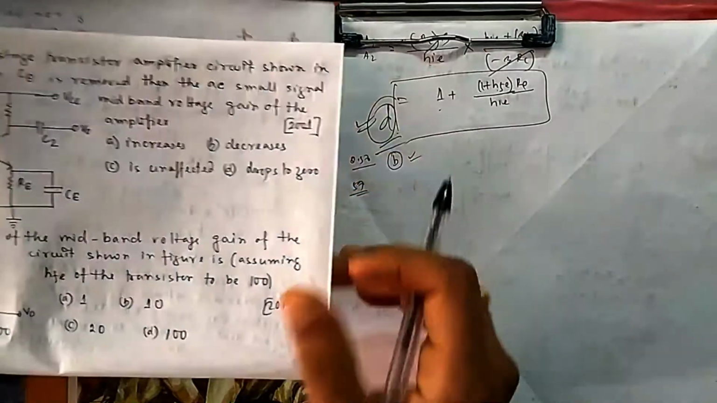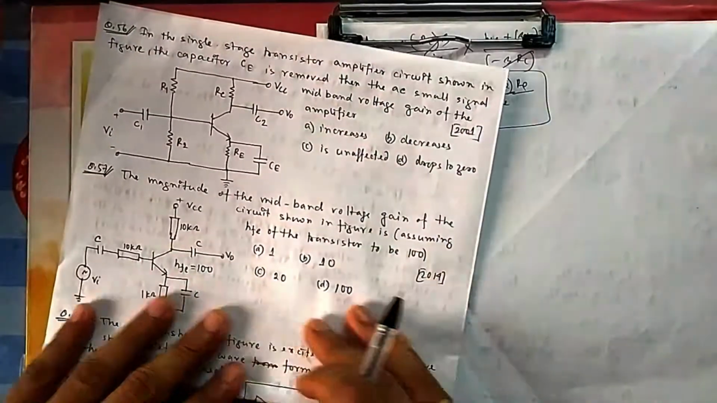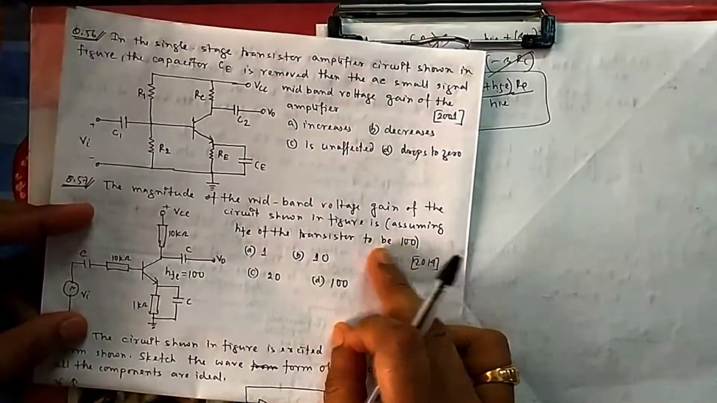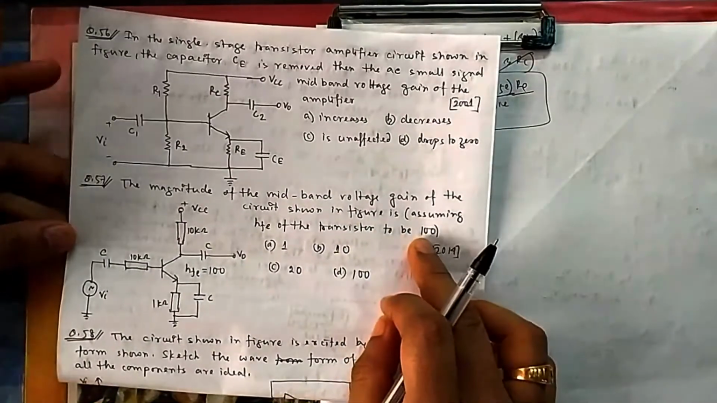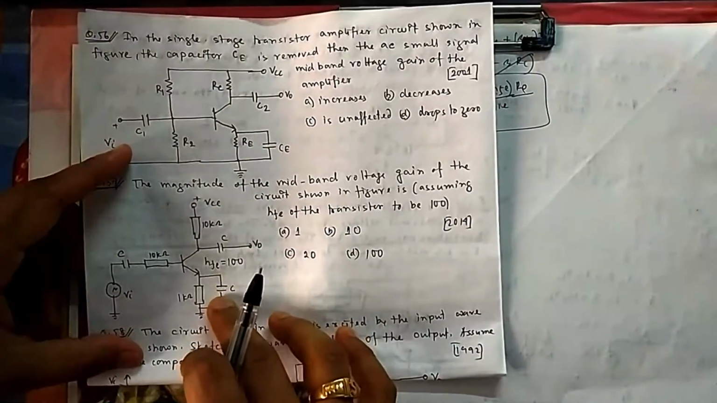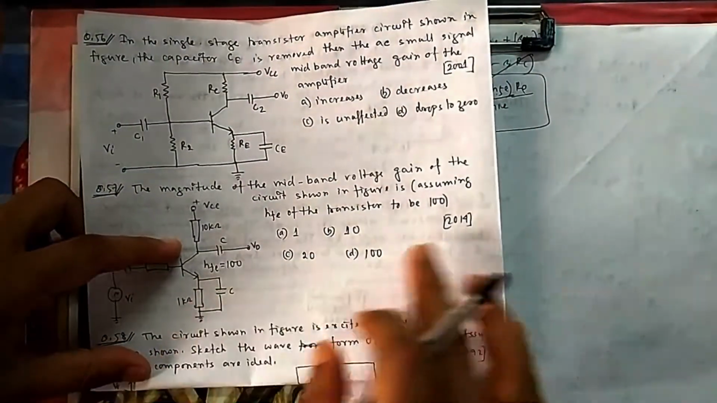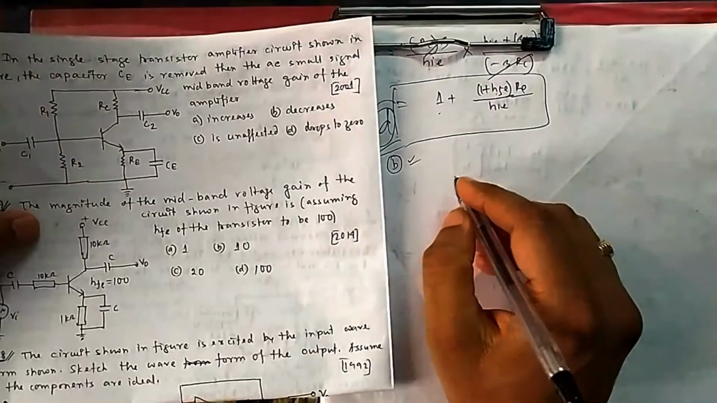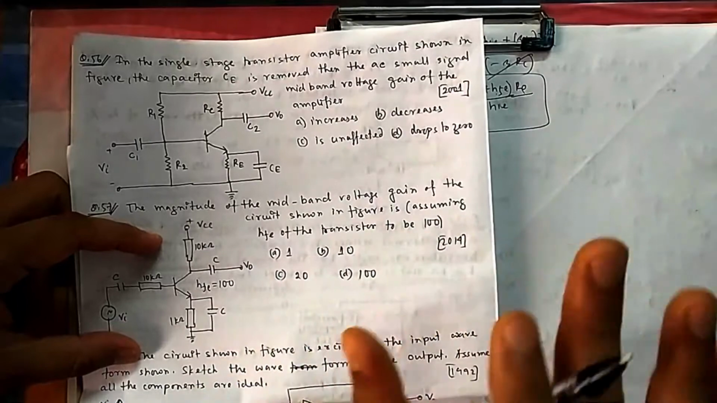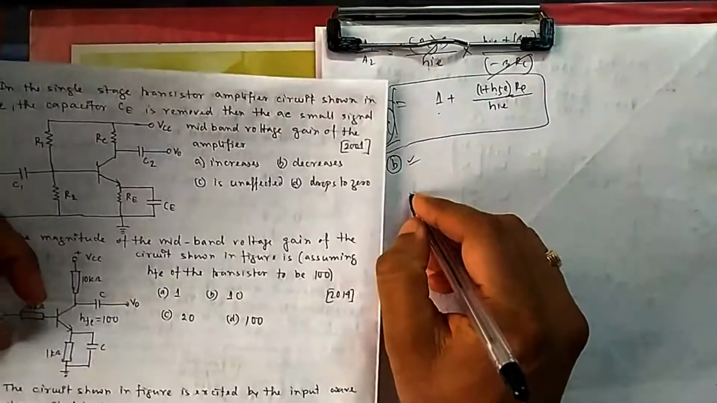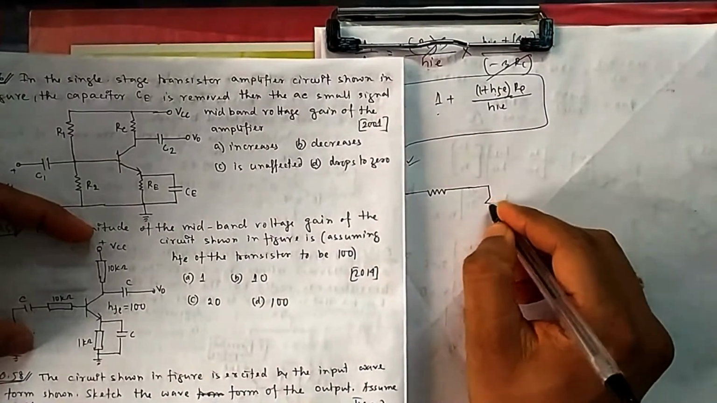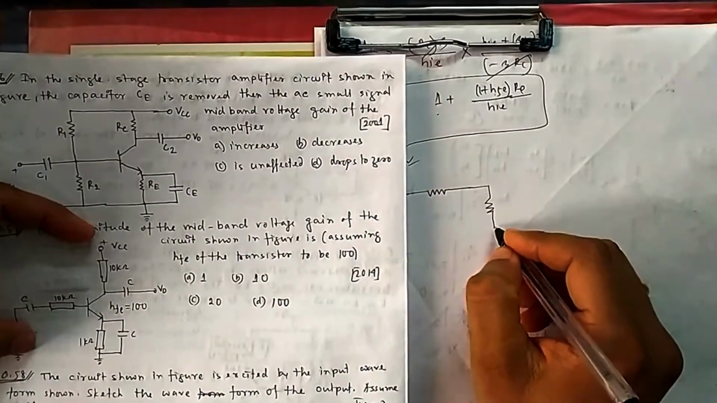Question number 57, what are they asking here? The magnitude of the mid-band voltage gain of the circuit shown in the figure, assuming hfe of the transistor to be 100. Now again, because it is connected, you will think that it is bypassed. If it is bypassed, how will it look? And nothing is mentioned about beta RE, so for now, if it is not mentioned, you can forget about that. So this should be your beta RE. Okay, let me write it here now.